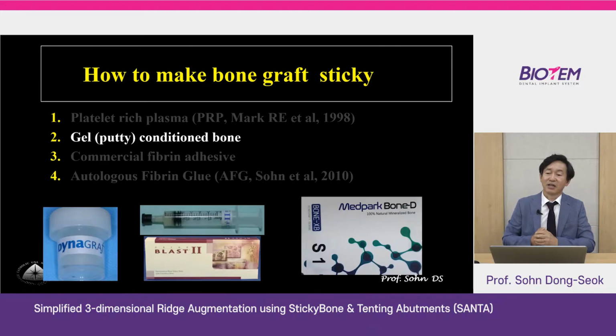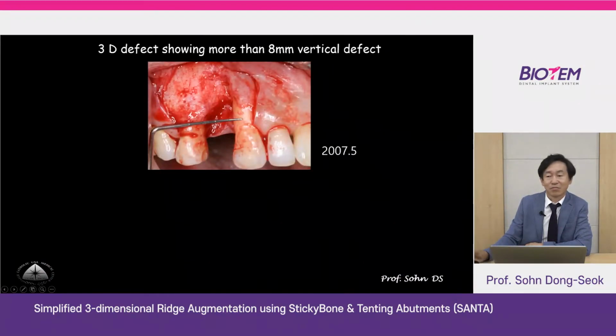This slide shows you the second method to use sticky conditioned bone for 3D ridge augmentation. This slide shows several different commercial gel putty conditioned bones. Let me share some cases using this commercial putty bone for 3D ridge augmentation. This case shows an 8 mm vertical defect. What would you like to do to treat this case? Block bone, iliac bone, or titanium mesh? Or a simple technique using sticky conditioned bone with a collagen barrier membrane?